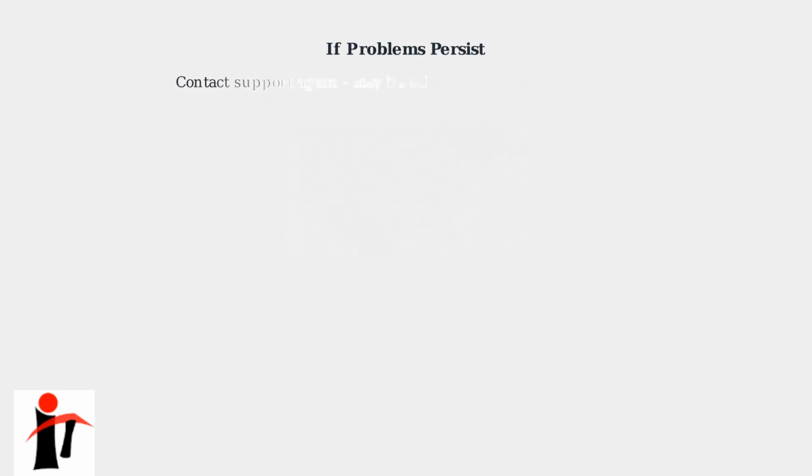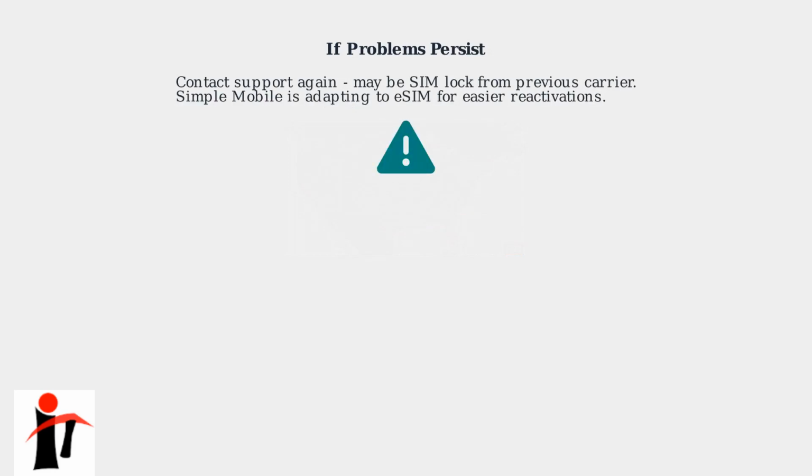If problems persist, contact support again, as you may have a SIM lock from a previous carrier or other underlying issues. Remember, most issues can be resolved through these steps, and Simple Mobile is adapting to digital solutions like eSIM for easier reactivations.